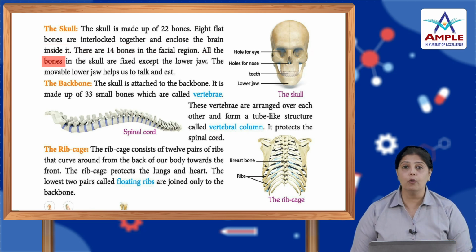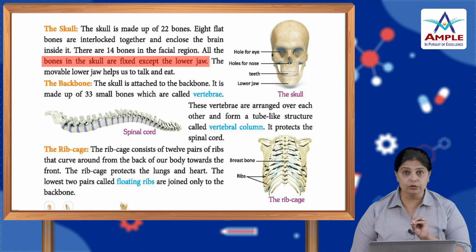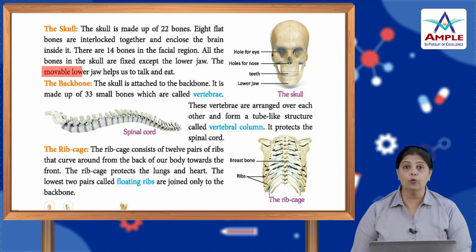All the bones in the skull are fixed except the lower jaw. The lower jaw is the only bone that is not fixed. That is the reason why it helps us to move our mouth. The movable lower jaw helps us to talk and also to eat. If you look at the diagram, you can see the holes for the eyes, the hole for the nose, the teeth and the lower jaw.